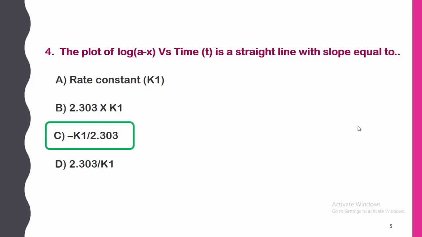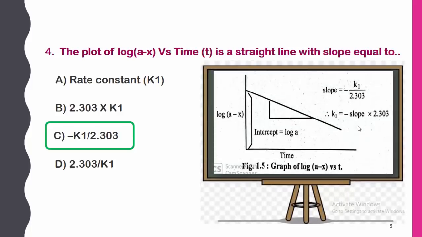So the answer to this question is option C, minus K1 upon 2.303. Let me see how. On the right hand side I have put the graph, where time is on the x axis and log a minus x on the y axis. If you plot the graph, you will get the straight line equation. The question asks what is the slope. Slope is equal to minus K1 upon 2.303.